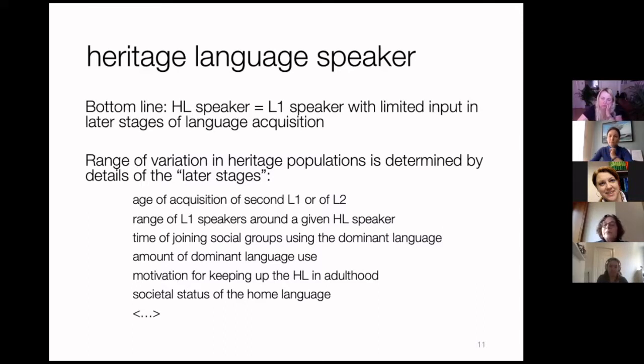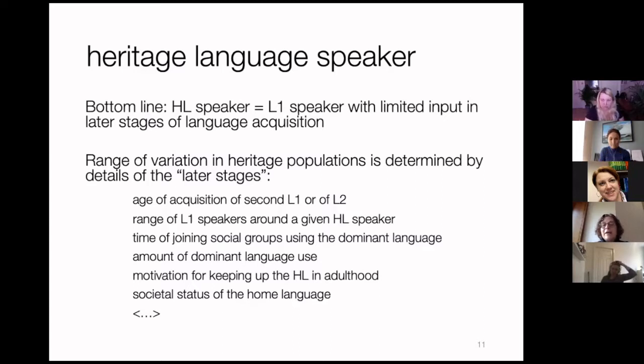The amount of dominant language use, the motivation of keeping the heritage language when they grow up, the societal status of the home language. So for example, there are a lot of heritage language speakers of Spanish in the United States, and generally the maintenance of Spanish is not as great as in some countries in Europe where the status of Spanish seems to be stronger or more prestigious. And there are many other factors. I'll come back to some of them.